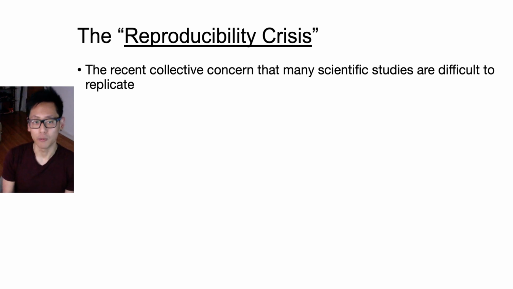Well, it's the recent and collective concern that many scientific studies have not replicated or are difficult to replicate. I want to highlight here that replication concerns have existed throughout the history of science, except this particular moment in science, this reproducibility crisis as it has been termed, has been extremely impactful and seems to be the wave that will really change how science is being done.